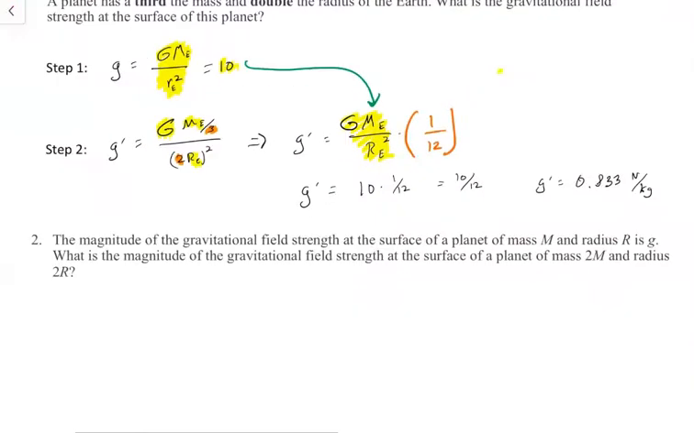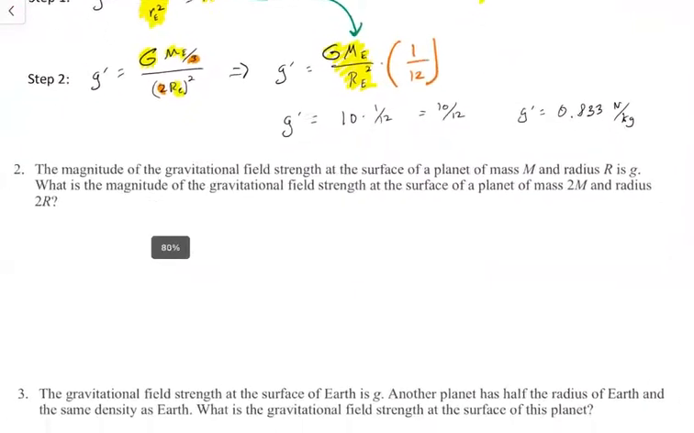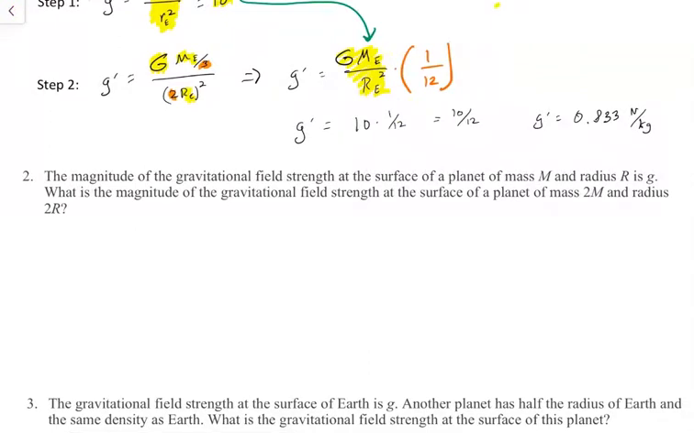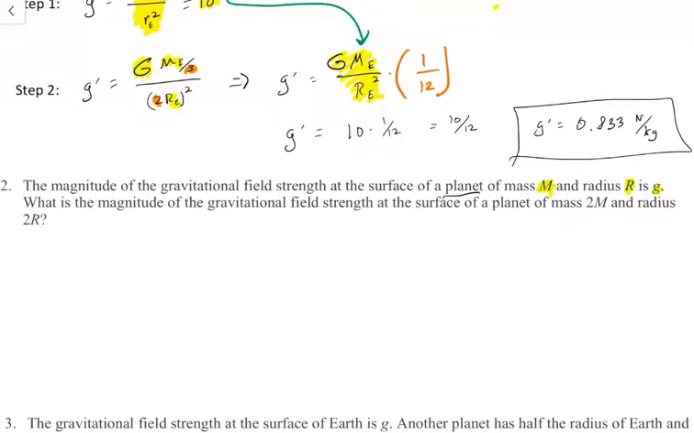So let's do another example problem, number 2. The magnitude of the gravitational field strength at the surface of a planet of mass m and radius r is G. What is the magnitude of the gravitational field strength at the surface of a planet of mass 2m and radius 2r? So we kind of have a similar problem going on, but they're not giving you a value of 10. So I want you to use the same steps I used in number 1 and try to solve for a value of G prime in terms of G. Pause the video and complete this.